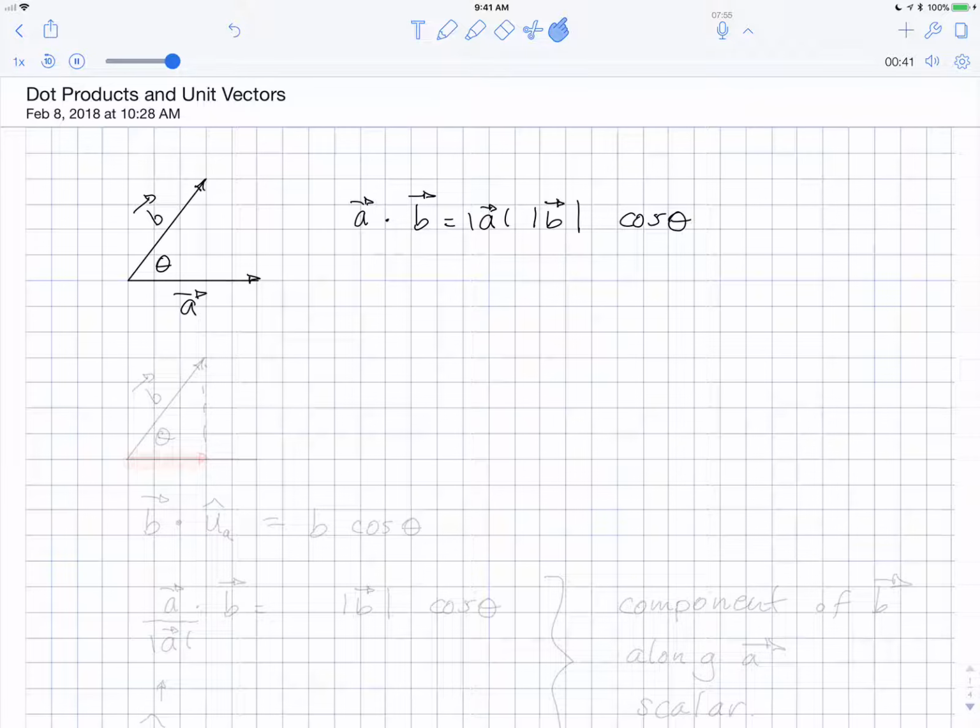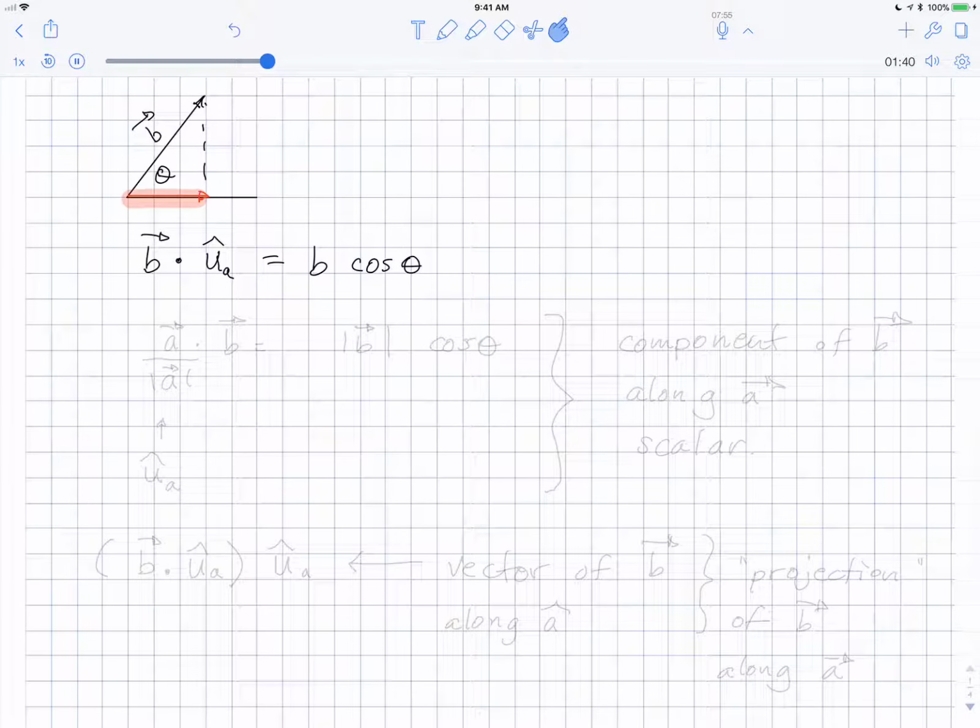But now let's talk about physically what this means. If you had this vector B, let me copy it and paste it here. What we want to do is get the component of B along this line defined by A. So this vector right here is just B dot the unit vector along A. It's also B cosine theta. So that's all it is. A dot product is a cosine.